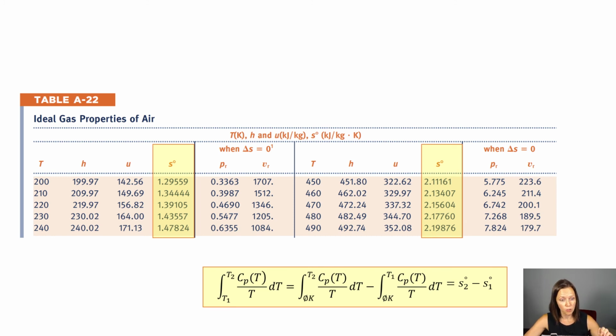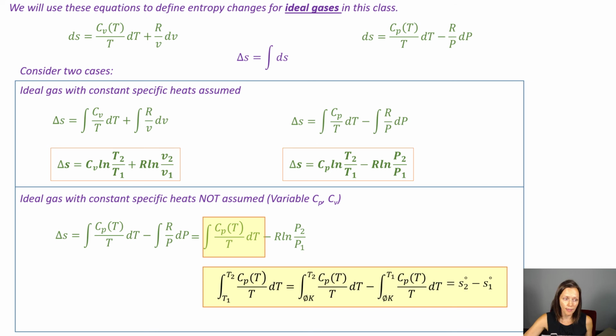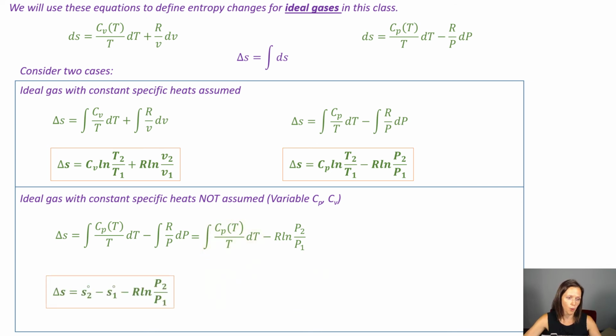Once you look those up, you can come back here and plug that into your equation. So I've got S02 minus S01 minus R natural log of P2 over P1. All of this derivation has led you to 3 usable equations. 2 of them you can use to evaluate changes in entropy for an ideal gas with constant specific heats assumed, and 1 of them is used if you don't make the assumption of specific heats being constant. So just keep in mind what assumptions you're making: ideal gas for both of them, constant specific heats for those top 2. Keep in mind what assumptions you're making, and you'll be just fine.